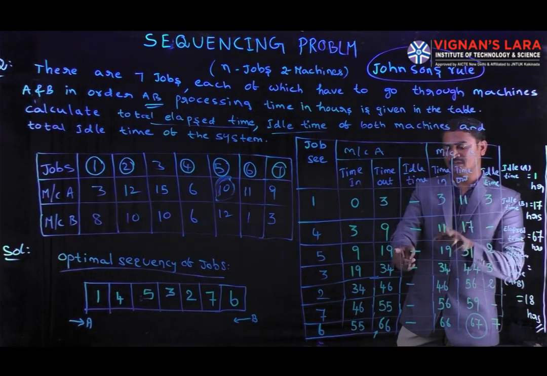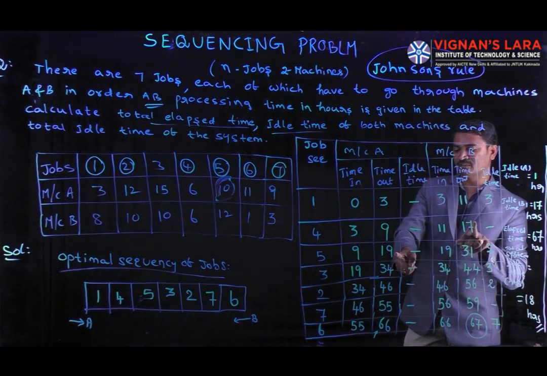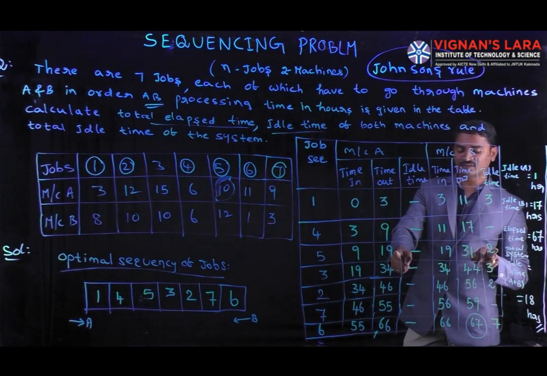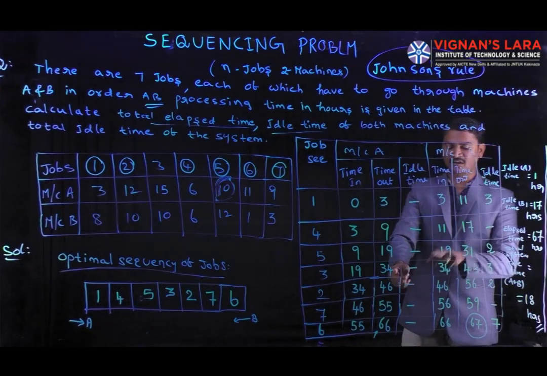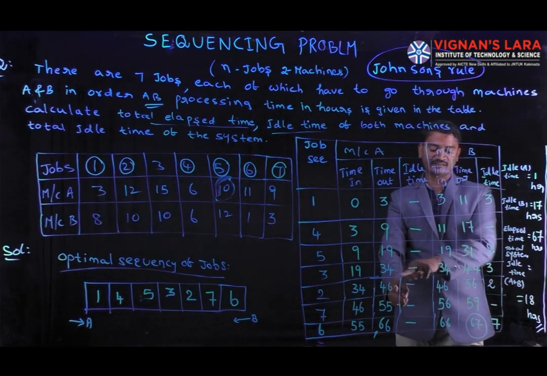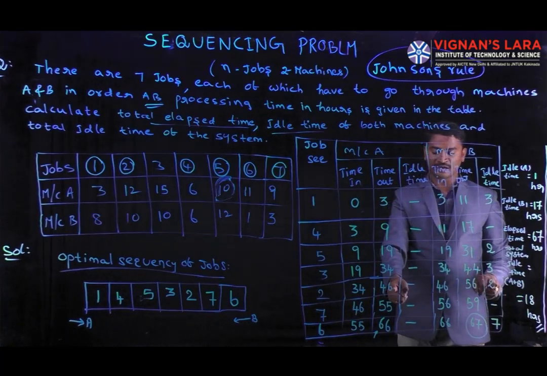Next, coming to these two: here 19th hour, here 17th hour. Machine B is the minimum, so here we have idle time. The difference between these two is the idle time: 19 minus 17, 2. Next, 34 and 31. Machine B is minimum, so we take idle time. Next, 46 and 44. Which one is the minimum? B is the minimum, so the idle time is 2.